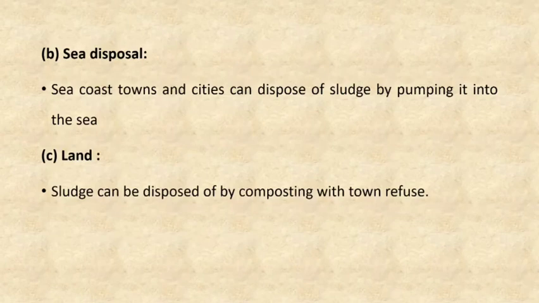Second method is sea disposal. The sea coast towns and cities can dispose of sludge by pumping it into the sea. And third method is land. The sludge can be disposed of by composting with town refuse. But the mostly used method is digestion, sludge digestion.